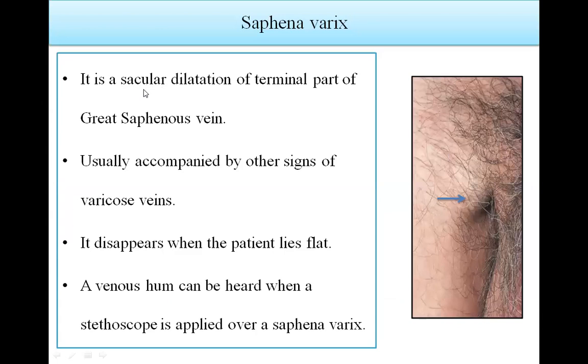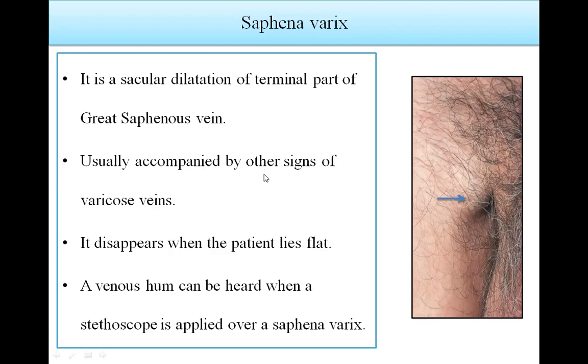Saphena varix. It is a saccular dilatation of the terminal part of the great saphenous vein. So the great saphenous vein ends in the femoral vein, just below the inguinal ligament. So you will get the saphena varix lateral and 3 to 4 centimeter below the pubic tubercle, where you can also get another condition known as the femoral hernia. So you have to take care to differentiate between the femoral hernia and the saphena varix. So here you get the saphena varix.